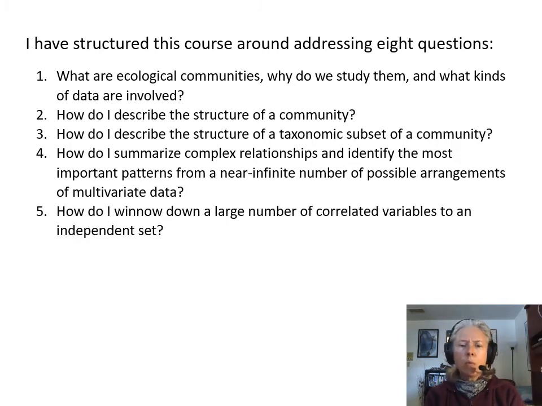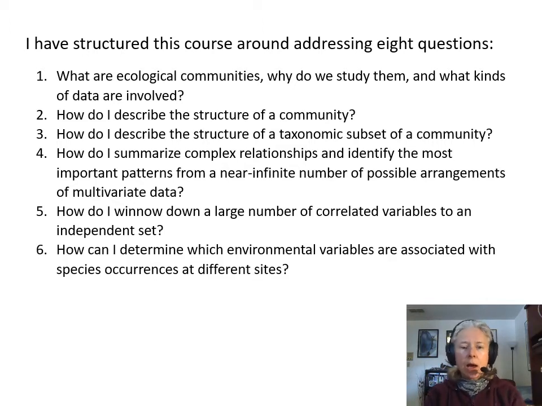Next, how do I winnow down a large number of correlated variables to an independent set of variables? This is the realm of principal components analysis, or PCA, and redundancy analysis, or RDA. I'll talk more about these things coming up. But basically, PCA allows you to detect any variable in your data set that explains species composition, and RDA allows you to detect the best explanatory variables in your data set.